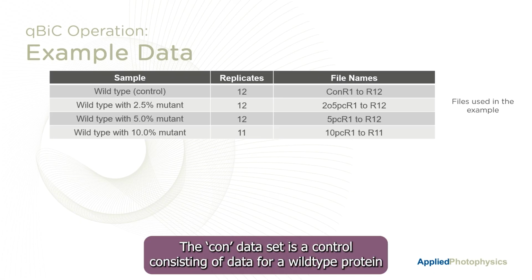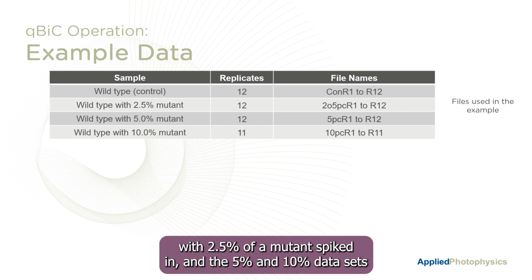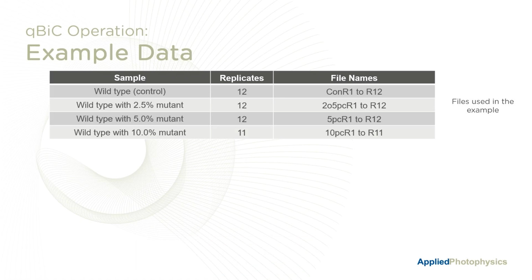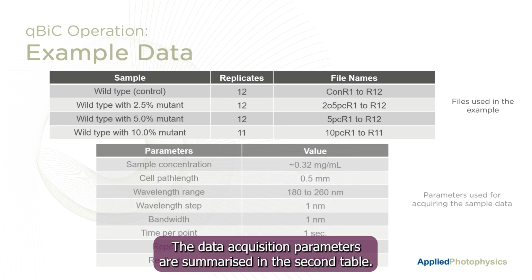The con dataset is the control, consisting of data for a wild-type protein. The 2.5% abbreviated dataset consists of the wild type with 2.5% of a mutant spiked in, and the 5% and 10% datasets consist of the wild type with 5% and 10% of the mutant spiked in, respectively. The files for replicates are numbered R1 to R11 or R12. The data acquisition parameters are summarized in the second table.